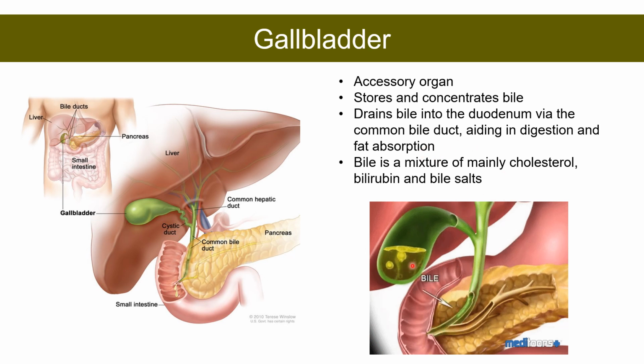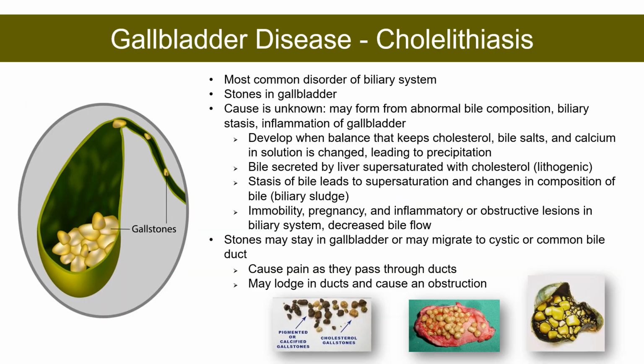So in this picture, here's the bile. Here's the bile in the gallbladder. It goes down the bile duct down here where it will meet the food in the duodenum. And this one here is the pancreatic duct. So bile is a mixture of cholesterol, bilirubin, and bile salts.